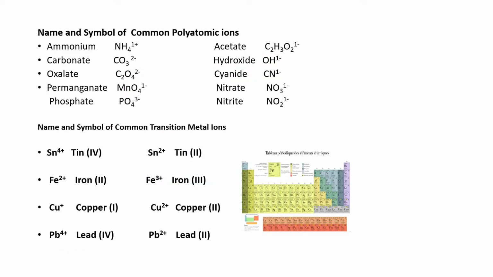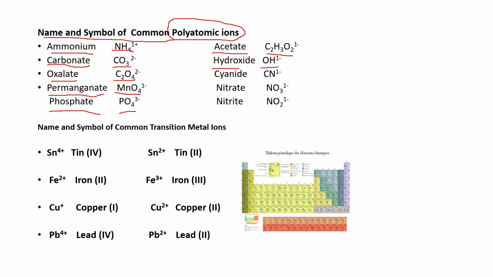Now we have here the name and symbol of common polyatomic ions. NH4, every time you see NH4 in the formula, the name is ammonium. CO3 in the formula, then the name of that anion is carbonate. C2O4 in the formula is oxalate. MnO4 in the formula is permanganate. PO4 in the formula is phosphate. C2H3O2 in the formula is acetate.